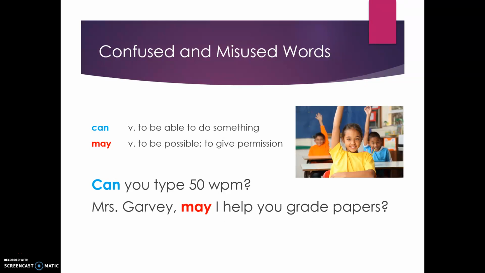Confused and misused words. Can and may. Can means to be able to do something. May is to be possible or to give permission. Can you type 50 words a minute? That's what WPM means. Can says, are you able to do that?